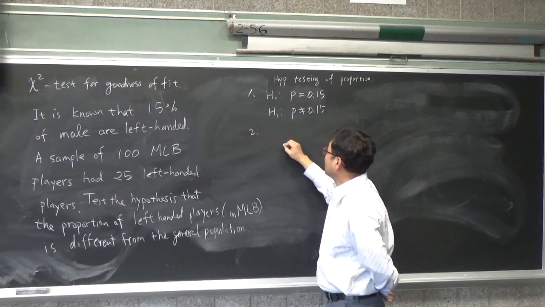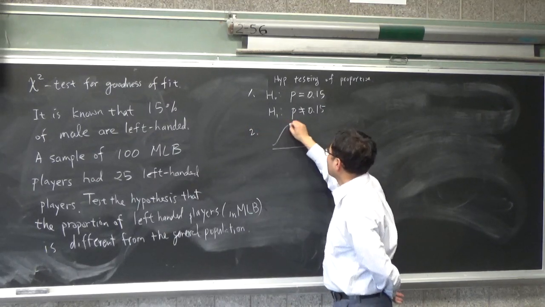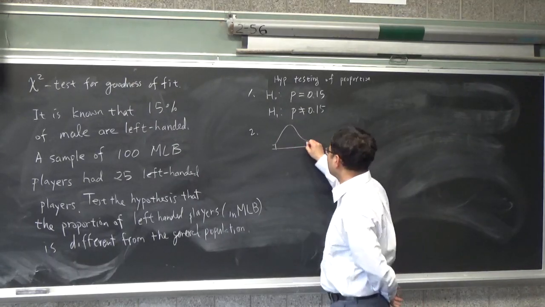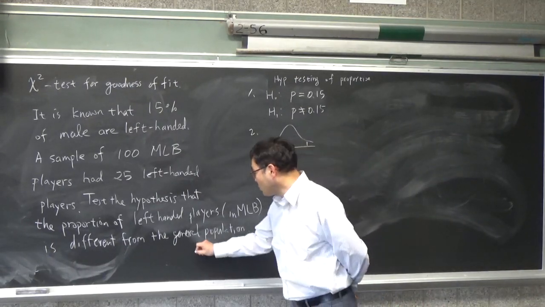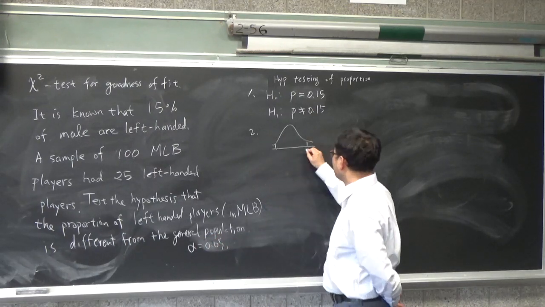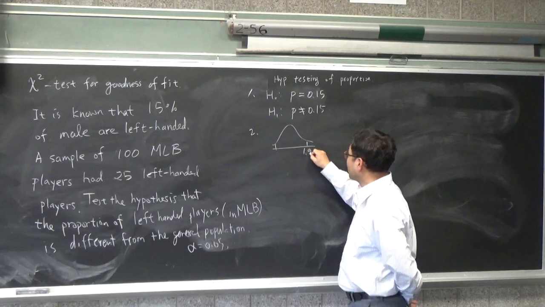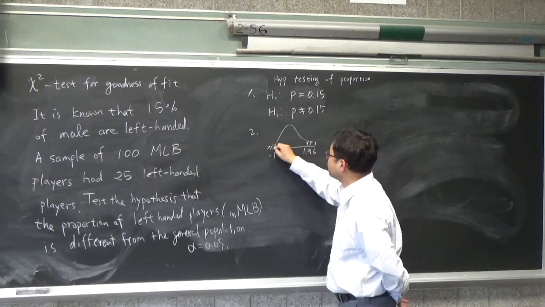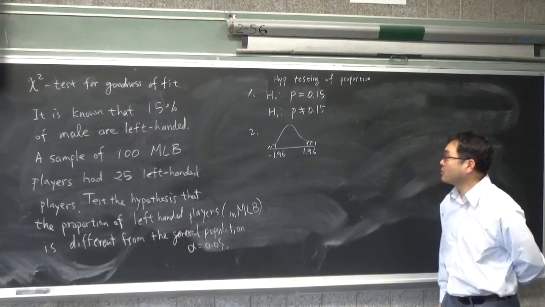Step two, you have a rejection region that's two-tailed. And let's just say we go with alpha equal to 0.05. Then it will be 1.96 here, negative 1.96 for the rejection region. That will be step two.